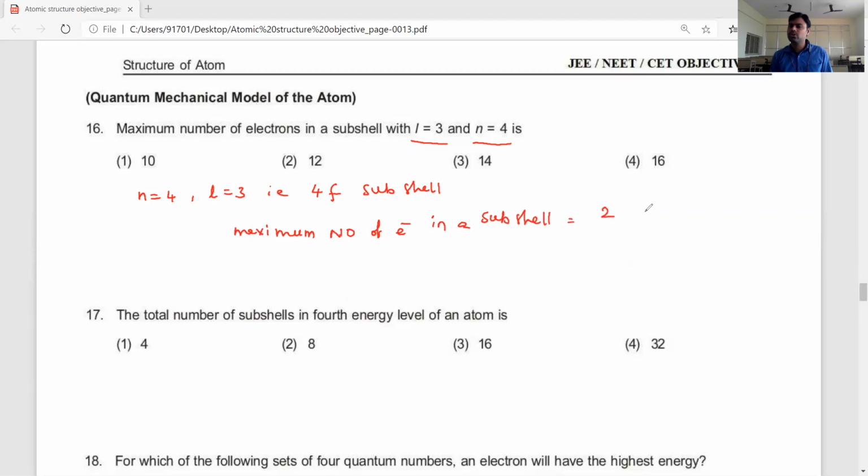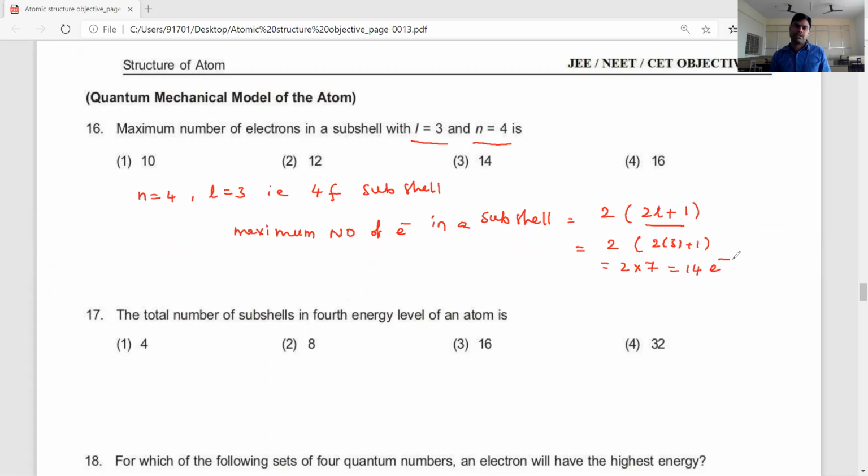The formula I said: 2 into (2l plus 1). We already discussed that formula. What is the meaning of 2l plus 1? It indicates the number of orbitals. So in the 4f subshell, how many orbitals are present? 7 orbitals are present. Otherwise, substitute the l value: 2 into (2 into 3 plus 1), which is 2 into 7, that is 14 electrons.